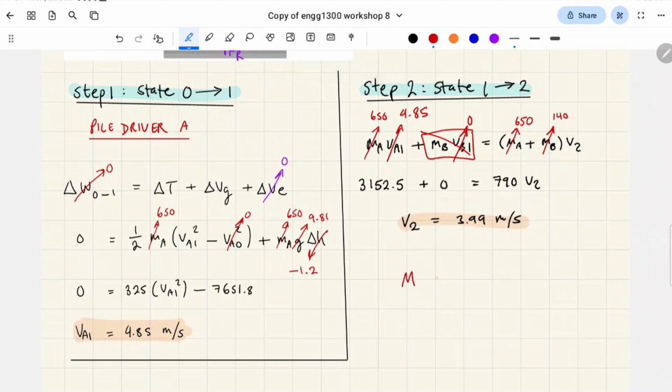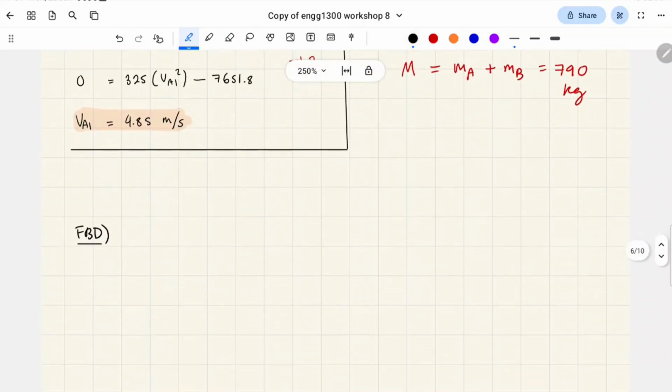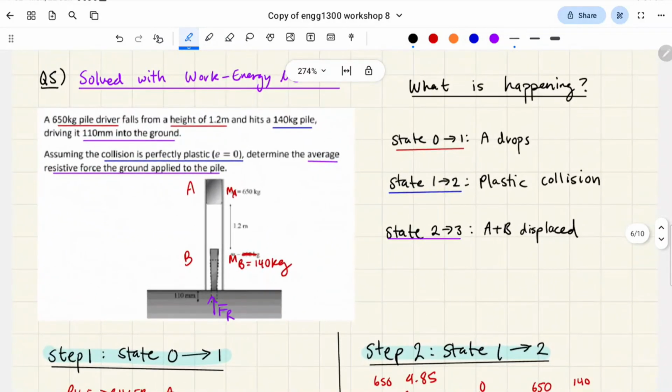I'm going to do something just to simplify the calcs in the next bit. And that's just to call MA plus MB big M. So that's just grouping them together. And that's 790, right? So in our next step, we're analyzing between states 2 and 3, okay? And here's where it gets a bit trickier, right? Because remember what happened is now they're combined, right? The masses are combined together. And yeah, we know the displacement into the ground is 110 mil. And we're still going to be using our work energy methods like in the first step, okay?